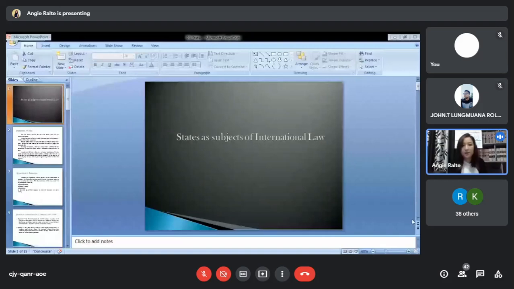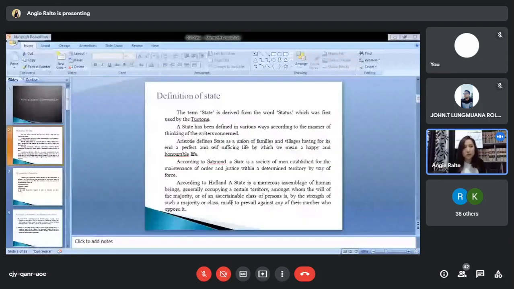Today we will discuss states as subjects of international law. The states are the primary subjects of international law. They possess the totality of rights and duties under international law. It is difficult to define a state since it may have a different meaning according to the thinking of the writers. So we can't just say this is the meaning of a state; we can give the appropriate definition.